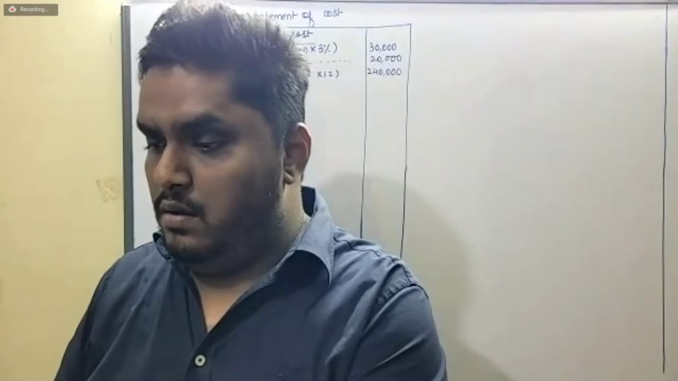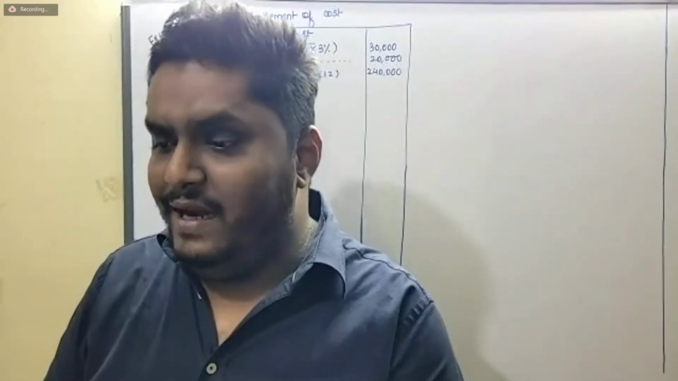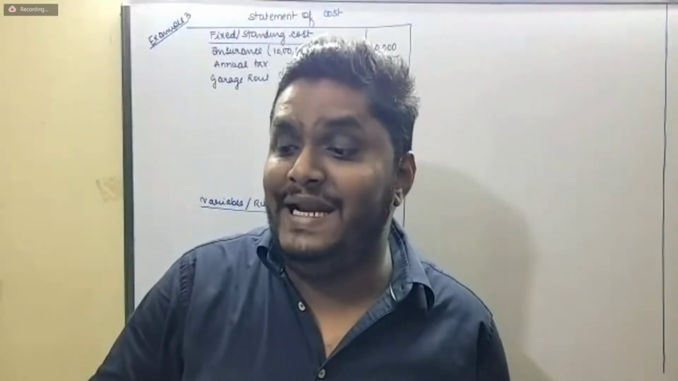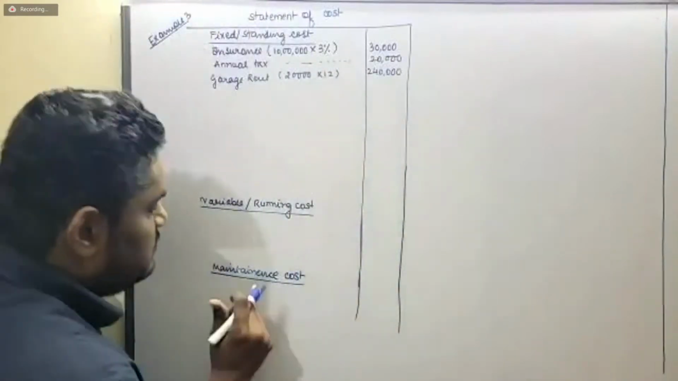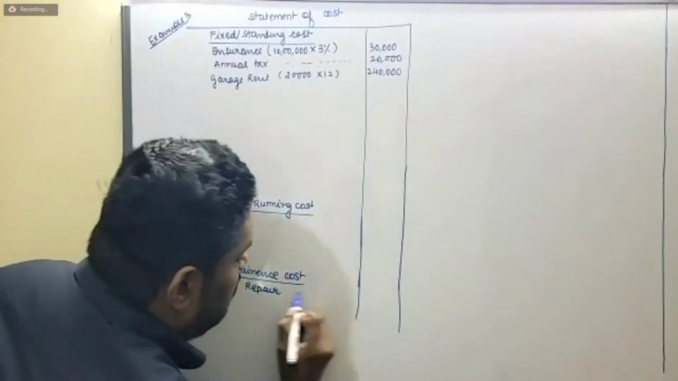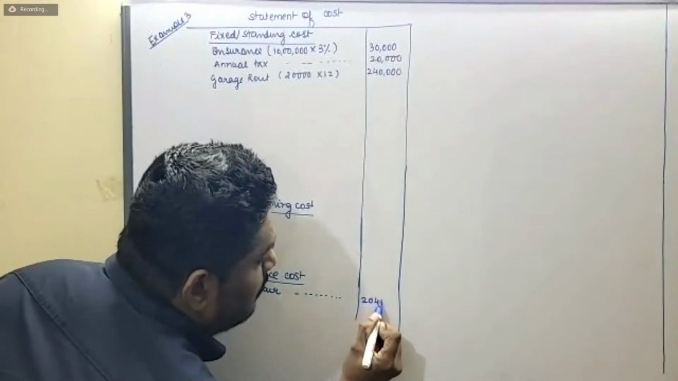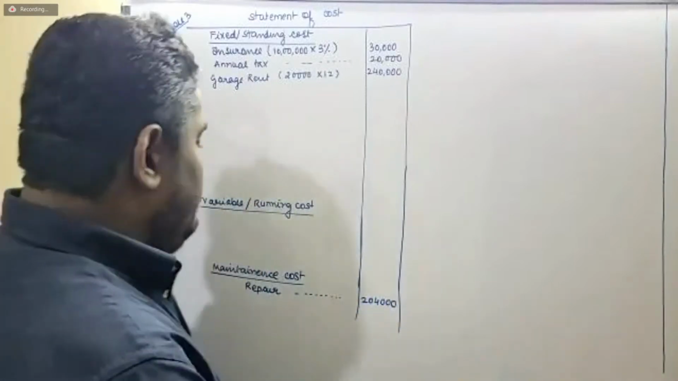Now, the annual repairs are 2,04,000. This will form part of running maintenance cost. The repair cost is 2,04,000. It will form part of maintenance cost.